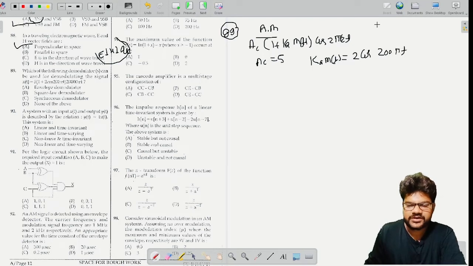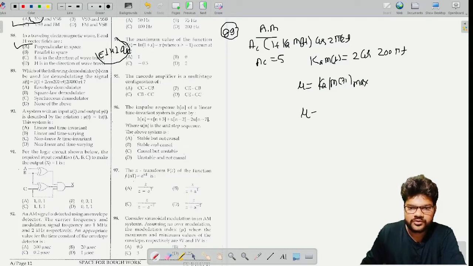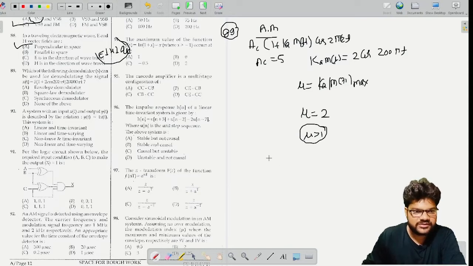200 pi t, right? We know the modulation index mu equals Ka times the maximum of mod of mt. Effectively the maximum value of this will be mu. So mu, at its maximum value, is 2. So mu is greater than 1, so this is an over modulation case, right? For over modulation, we cannot use an envelope detector demodulator, because for an envelope detector mu has to be less than or equal to 1. The square law demodulator is not appropriate either, so the appropriate one will be a synchronous demodulator. So for question number 89, the correct option will be C.